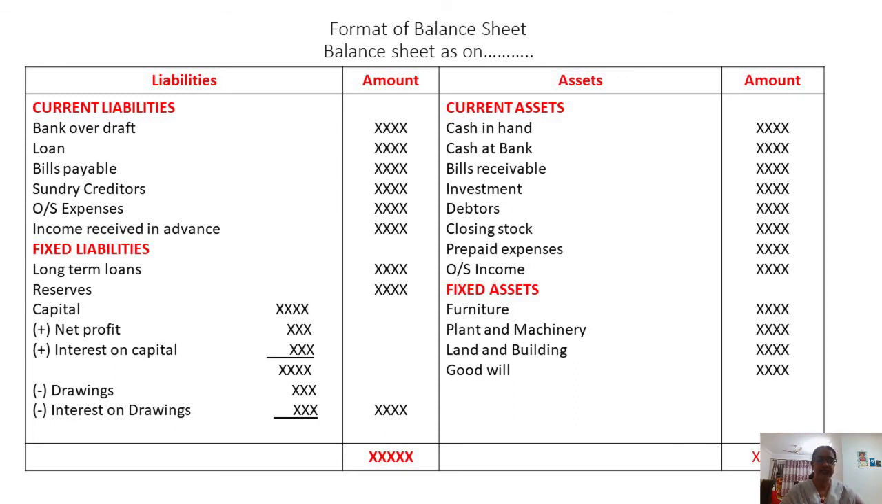So all these assets are taken and totaled here, and all these liabilities are totaled, and both should be equal. Your assets should be equal to liabilities and liabilities should be equal to assets. Then only your balance sheet is correct. Otherwise, it is a mistake. There is a mistake in your balance sheet. Okay, so assets should always be equal to liabilities. Okay, this is with regard to the final accounts of a sole trader.